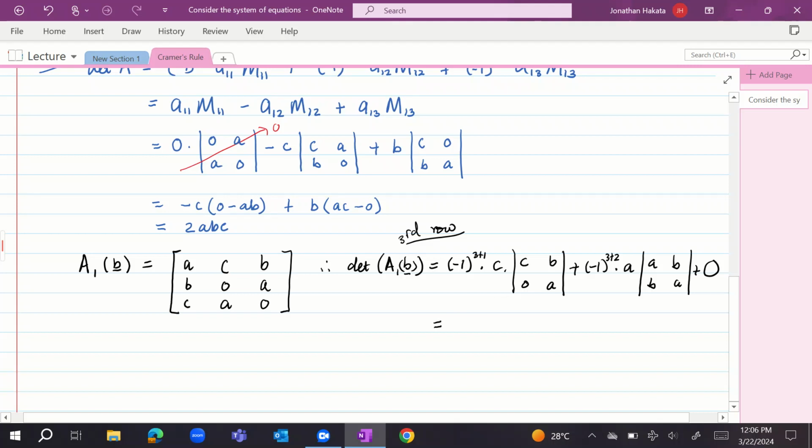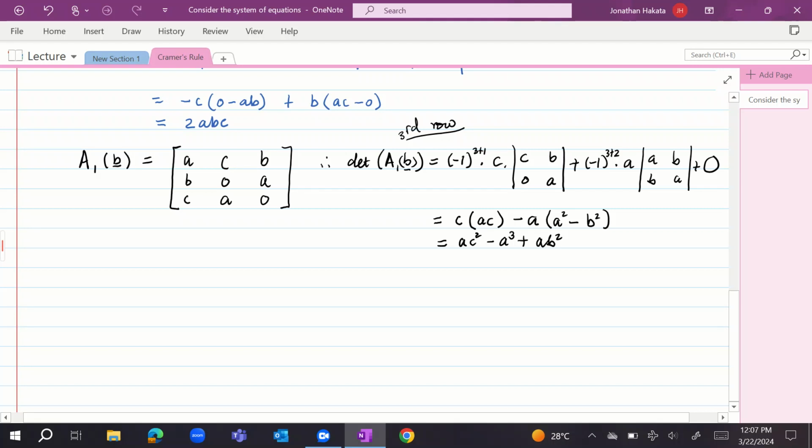So let's just try to calculate this. Minus one to the power of an even number becomes positive. So I have a positive C into, if I calculate the determinant of this smaller 2 by 2 matrix, AC minus 0. So it's going to be AC only here. Then minus 1 to the power of an odd number becomes minus A into A times A, that's A squared, B times B becomes B squared, plus a 0. So if I simplify further, this becomes AC squared minus A cubed plus AB squared.